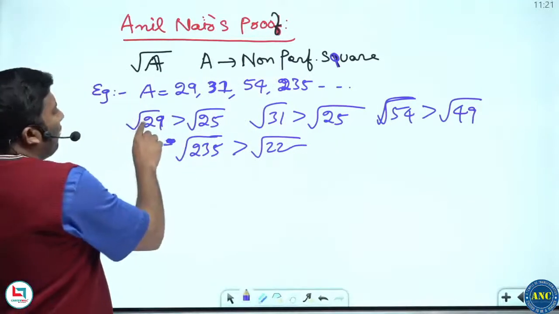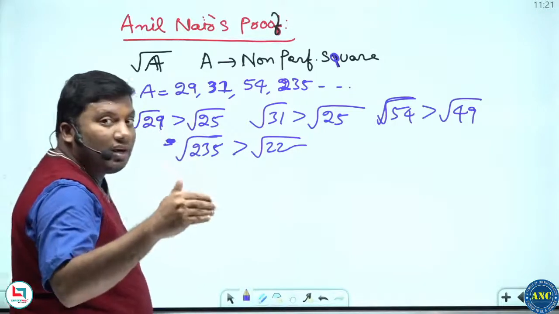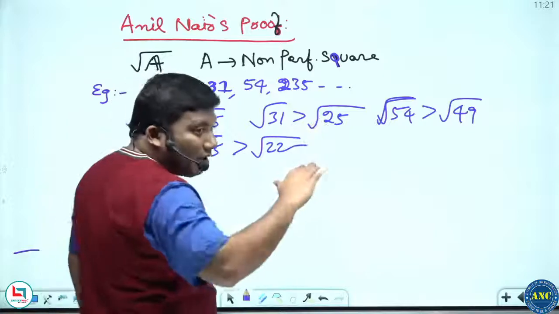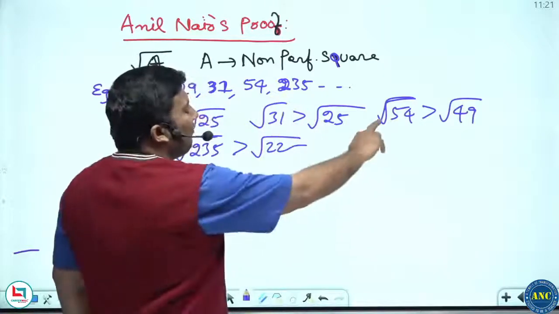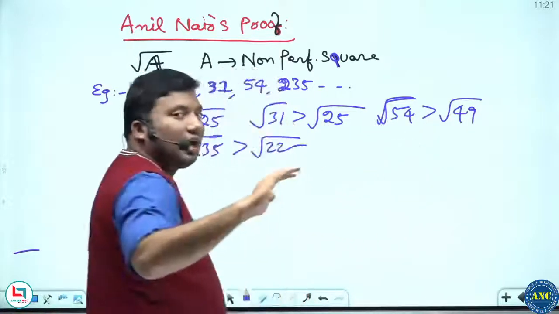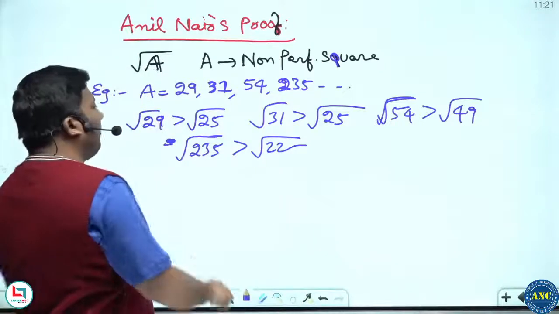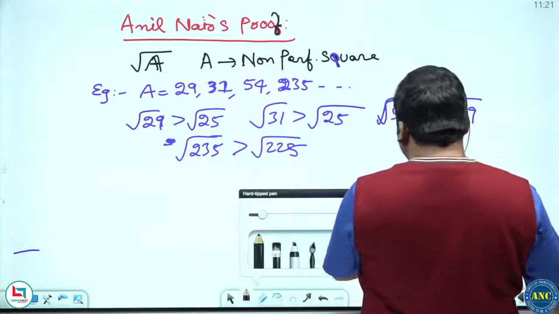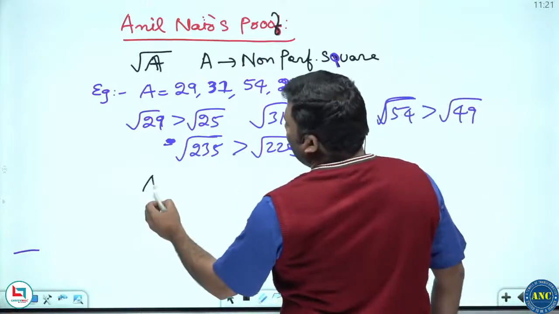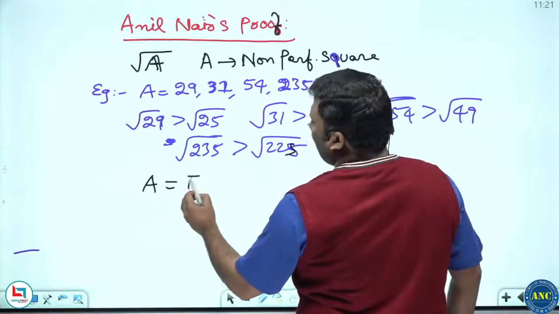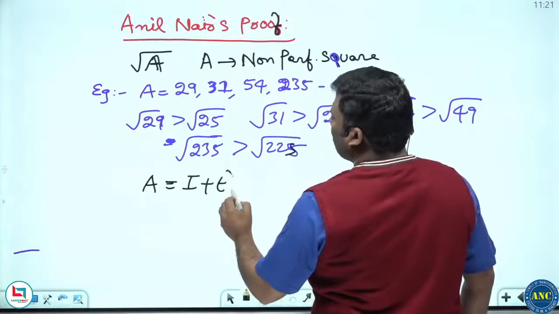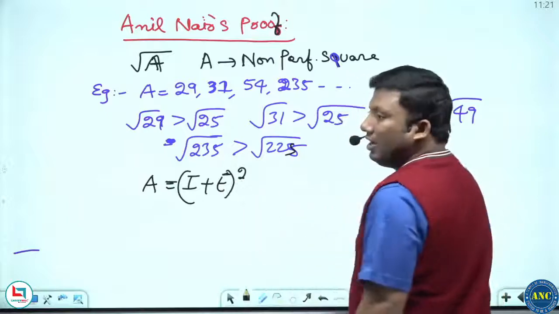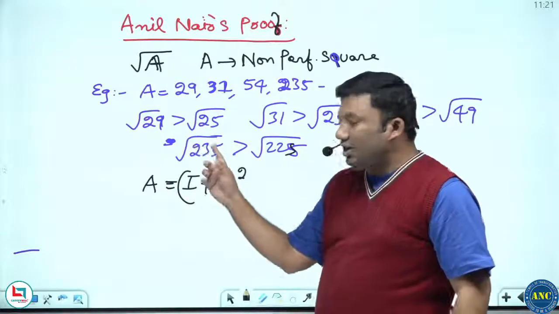Can I say 29 is nothing but 25 plus something? Yes or no? 31 is nothing but 25 plus something. 54 is 49 plus something. 235 is 225 plus something. Let A be nothing but (I plus E) whole square. What is I plus E? I is nothing but the nearest integer.